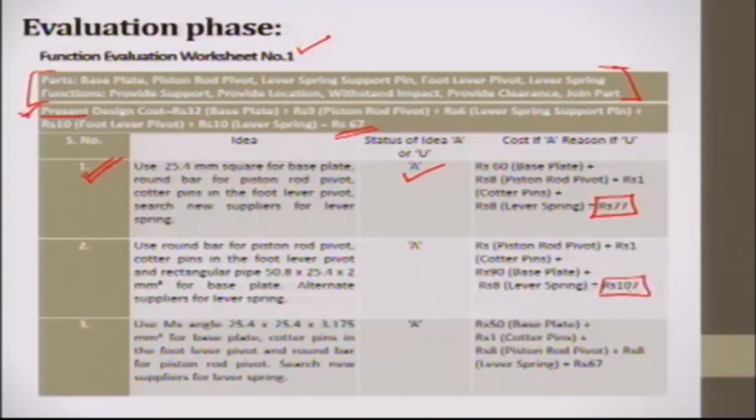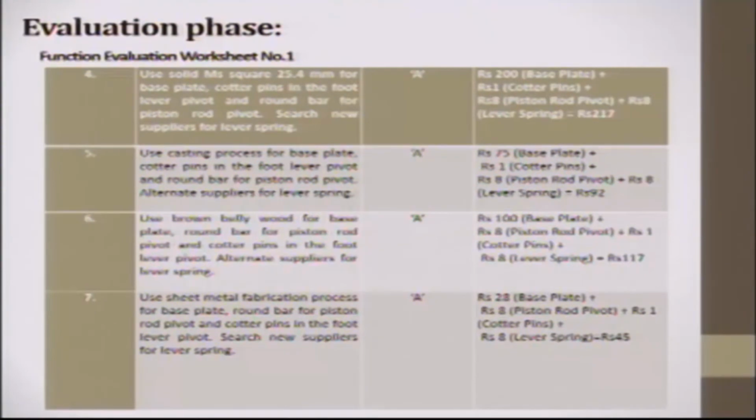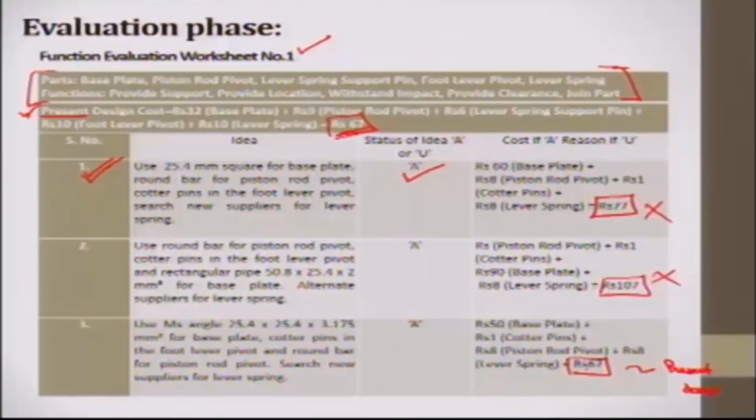Similarly, the second idea is rupees 107. The third idea is rupees 67. If cost is the criterion, these ideas would be rejected. This is equal to the present design, that is rupees 67. Similarly, we can see ideas 4, 5, 6, 7 had these costs: rupees 217, 92, 117 and 45. This is the only idea here that has a cost less than the existing cost of the group.